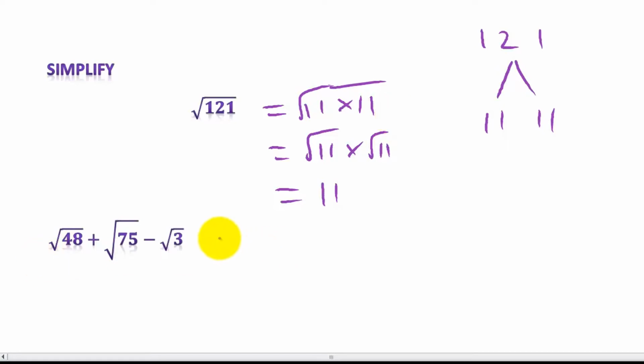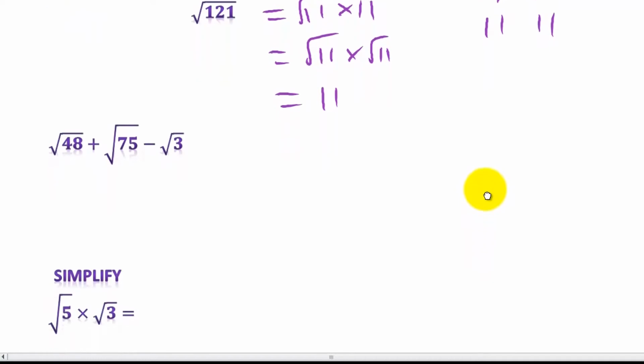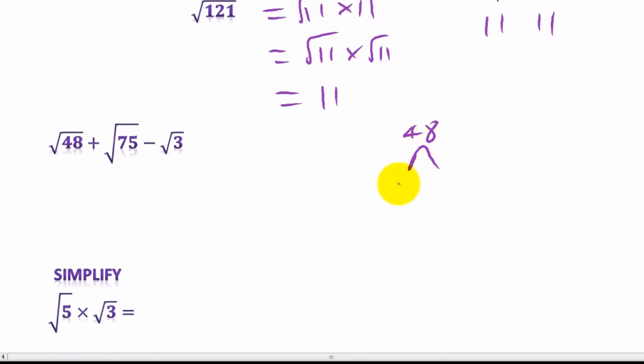Anyway, let's look at this question, because we're going to use this idea of splitting a number up into all the prime numbers to simplify it. So here we have 48. How can we write 48 if we use prime factorisation? Let's give ourselves a bit more space. So we've got 48 is equal to 2 times 24, and 24 is 2 times 12, and 12 is equal to 2 times 6, and 6 equals 2 times 3.